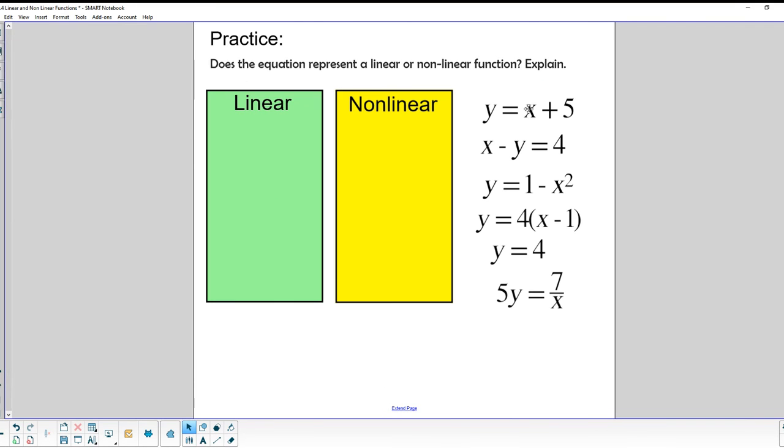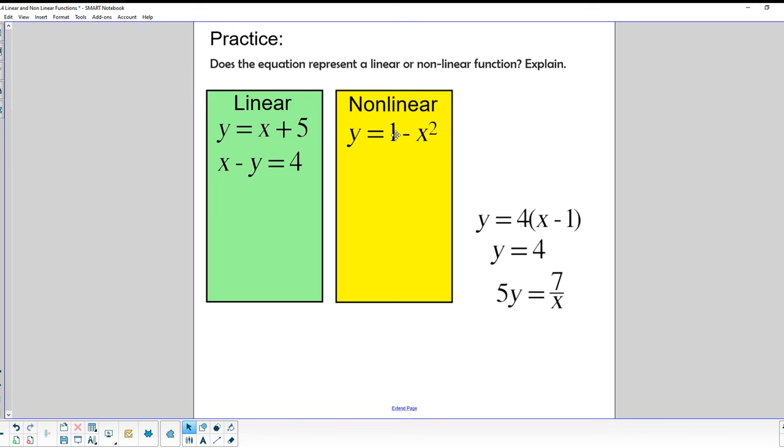Let's try a few more. So the first one, y equals x plus 5, that's in slope-intercept form. The exponent on x is only 1, so that's linear. This one hasn't been solved for y yet, but it would be linear if you did. This one does have an exponent of 2 on x, so that would make that nonlinear. This one has some parentheses. If you use the distributive property and got rid of it, then this would still be linear.